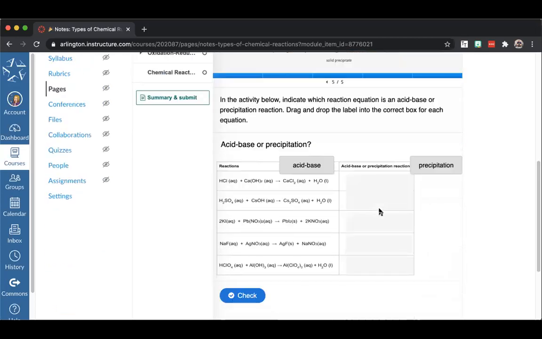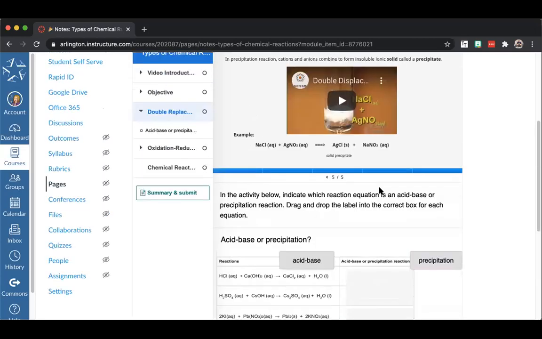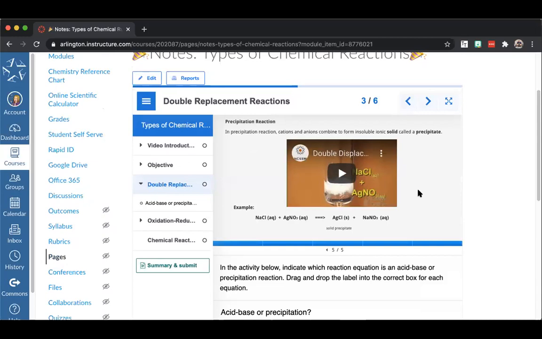So down here, once you're done going through that, it has you practice. You're looking at these reactions and analyzing them to see that all of them are double replacement, but your job is to tell me, are they acid base or are they precipitation? You can use the patterns that we looked at up here to help guide you through that. Because remember, they each have one specific thing that makes them fall into their own category, okay?